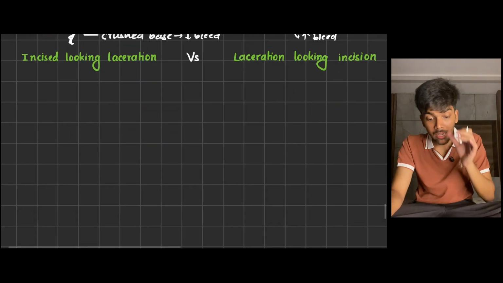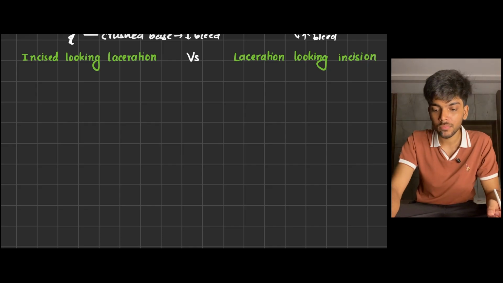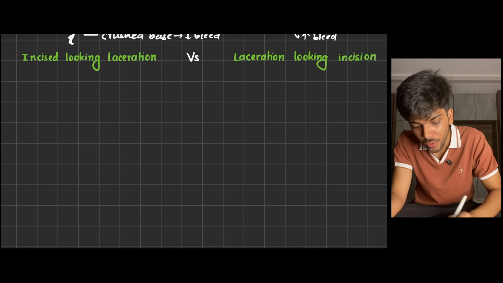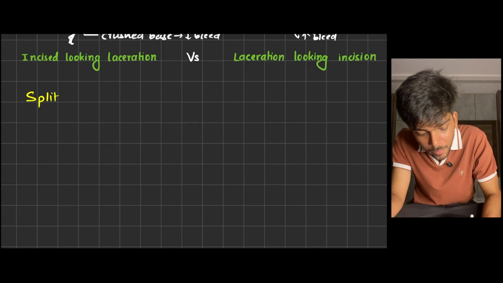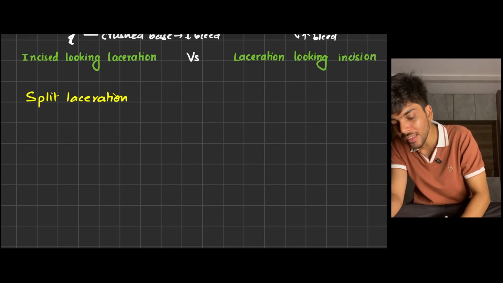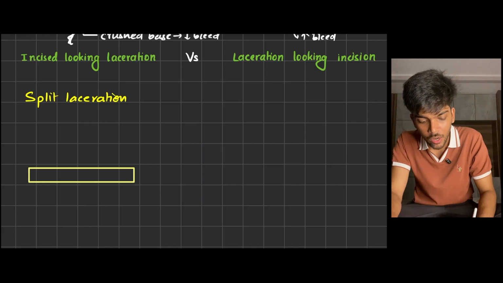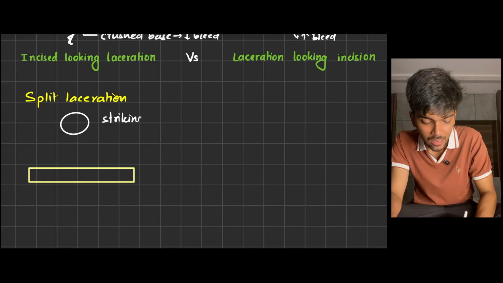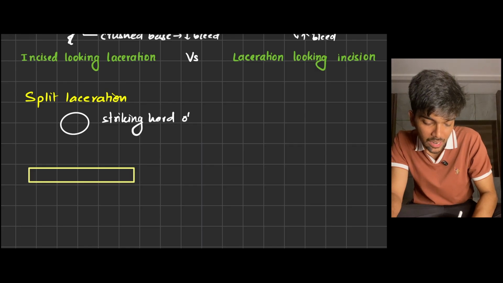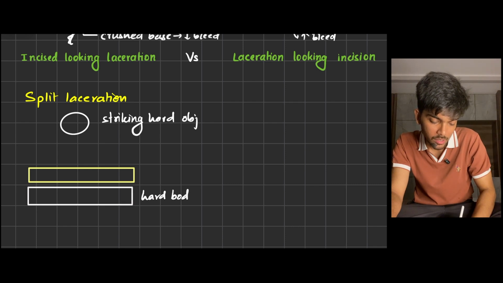Next, difference between incised looking laceration and laceration looking incision. Incised looking laceration is also referred to as split laceration. How does split laceration take place? Split laceration takes place when a soft tissue is crushed between 2 hard objects, where one of the hard objects is the striking hard object and the other is the hard structure of the own body underneath. This is the hard body structure underneath the soft tissue.